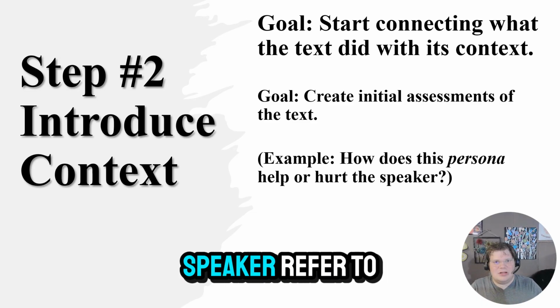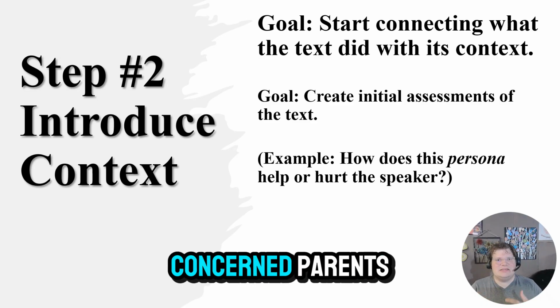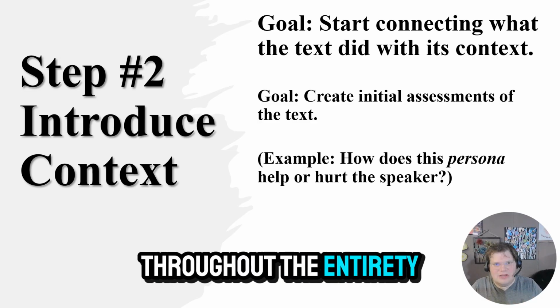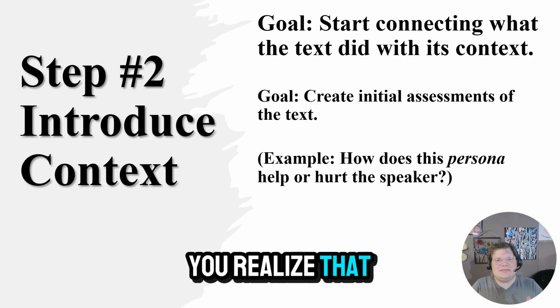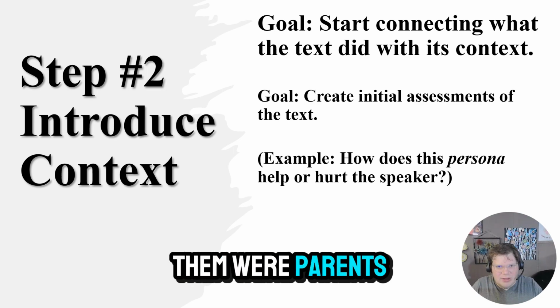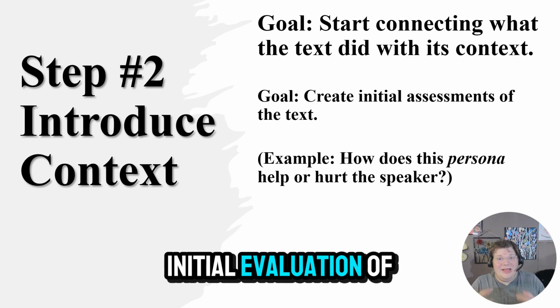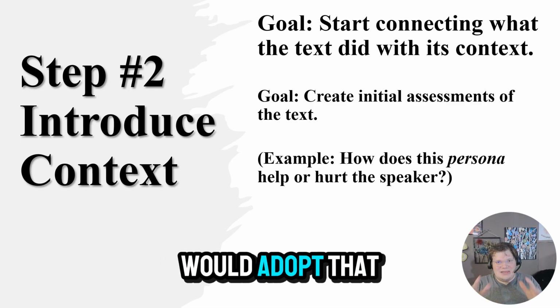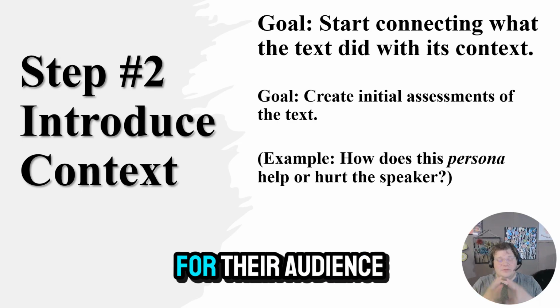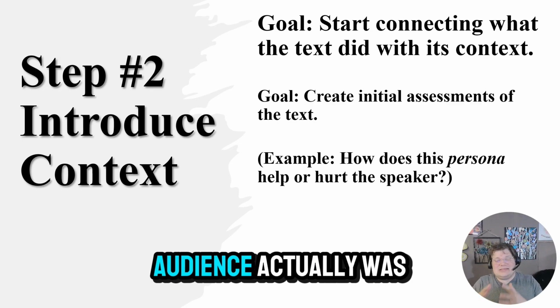Imagine that a speaker referred to their audience as concerned parents throughout the entirety of the speech. But then when you go study that context, you realize that speech was given to students and none of them were parents. We have an initial evaluation: it does not make sense that the speaker would adopt that way of viewing the audience, given who the audience actually was.